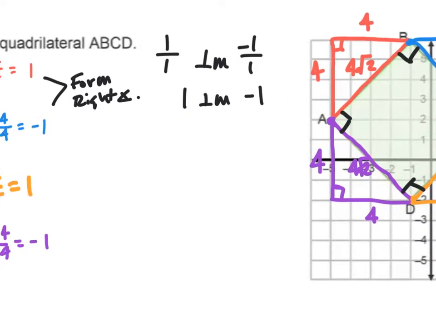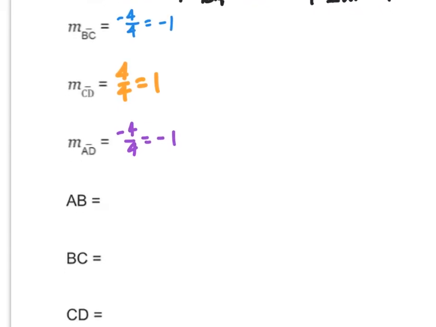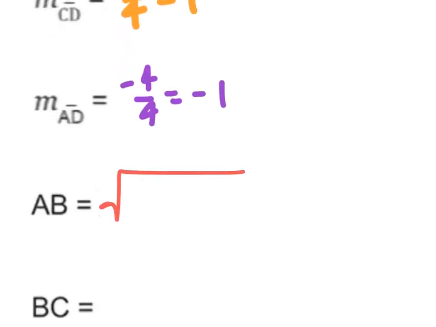On the next one, let's do this. For AB, let me set this up as this. We're going to do the square root of 4 squared plus 4 squared.